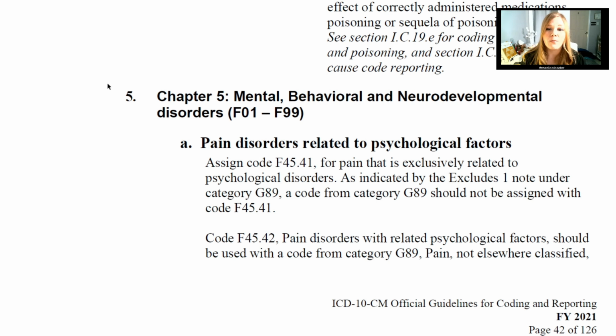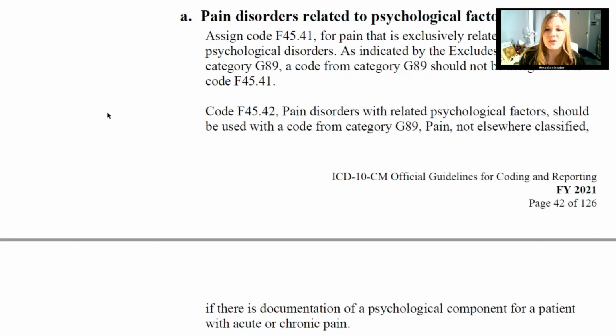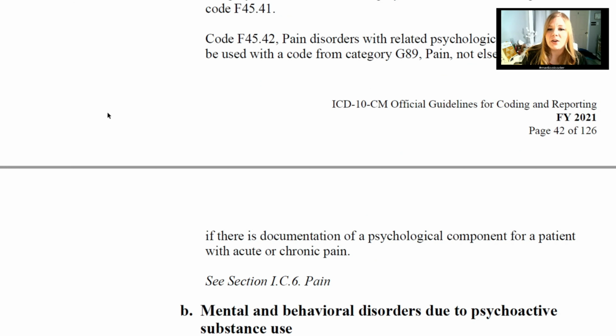But when we're coding for F45.42, which are pain disorders with related psychological factors, then we should use a code from category G89, which is pain not elsewhere classified, if there is documentation of a psychological component for a patient that has acute or chronic pain.